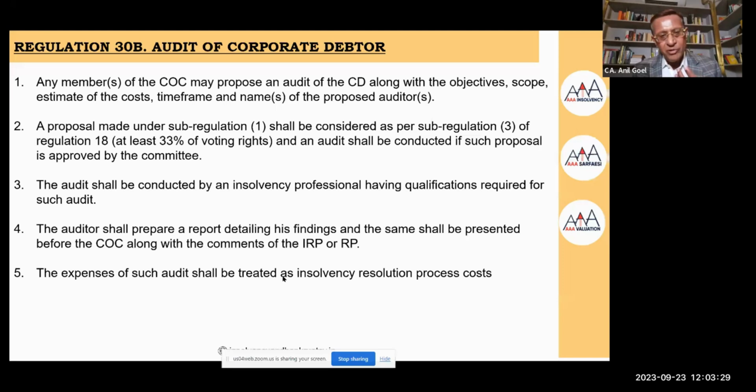As far as the class of creditors are concerned, the class of creditors can be a different kind of class of creditors, but the AR assignment is very, very important now.